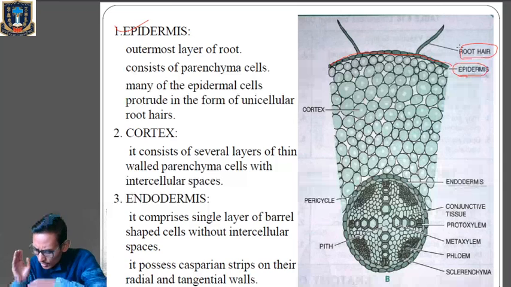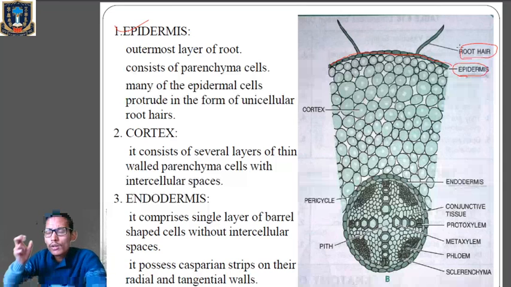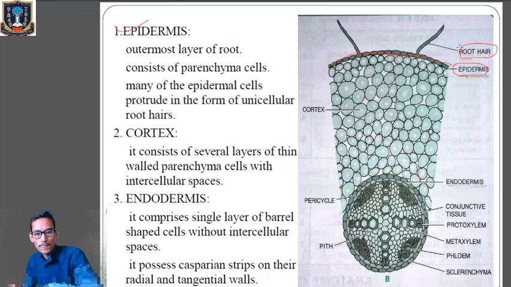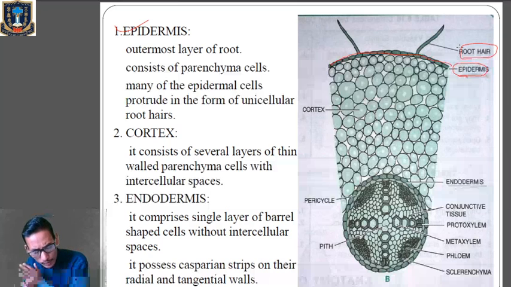So epidermis is the outermost layer of the root and is composed of thin-walled parenchyma cells. The outer layer of such cells are uncutinized, and many of these epidermal cells protrude out in the form of unicellular root hair. Therefore this epiblema or the epidermis along with the root hair will help in the absorption of water, minerals and salts from the soil.